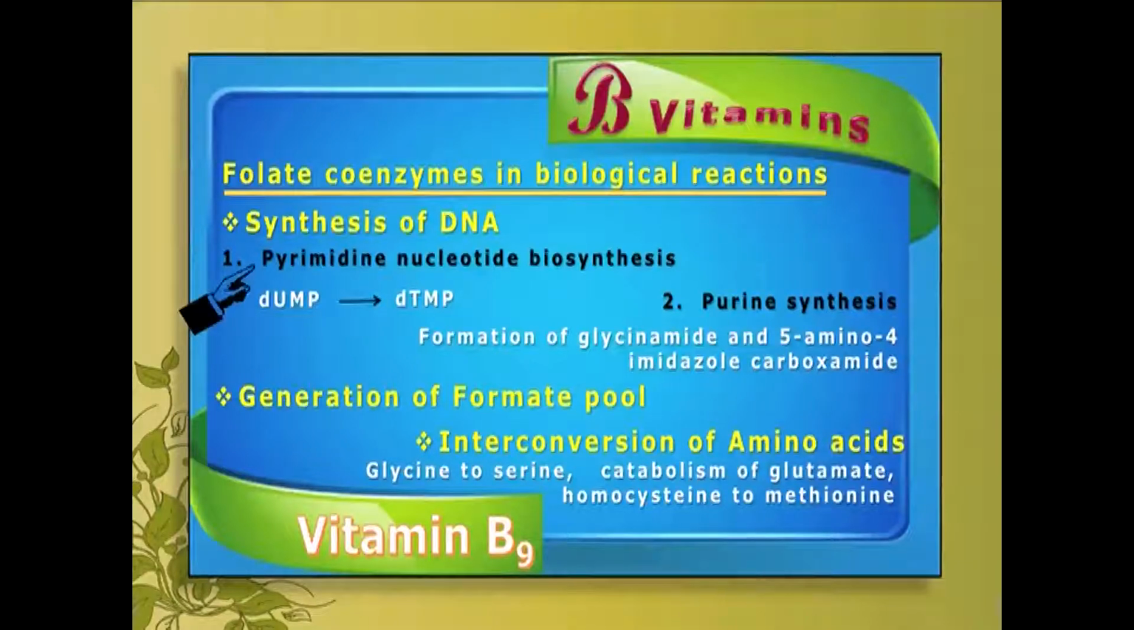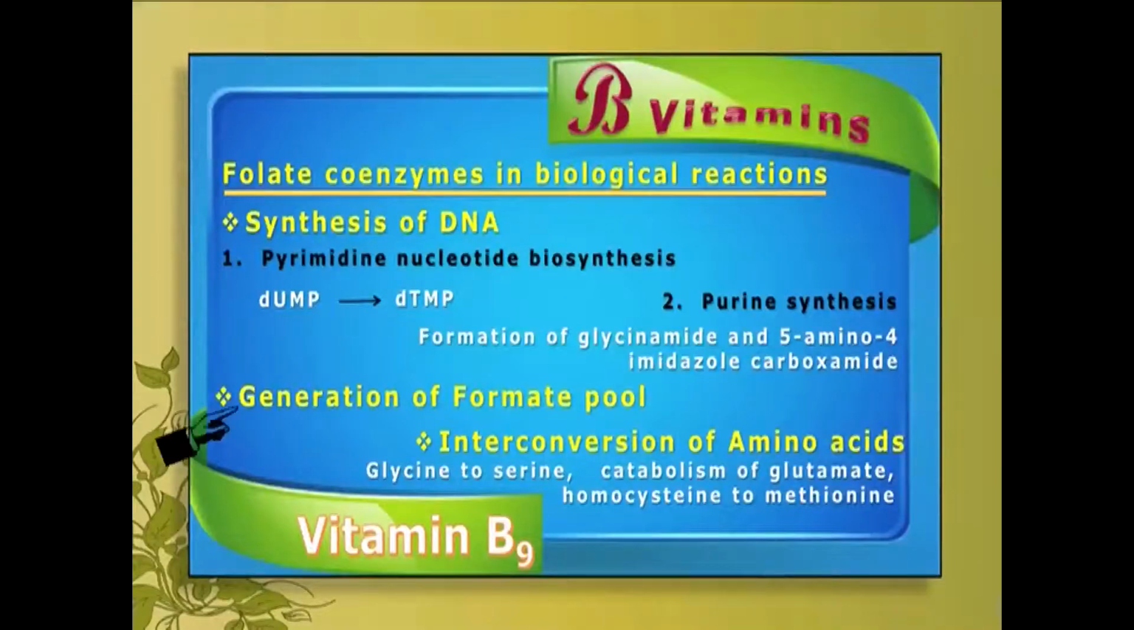We will see that a pyrimidine nucleotide like dTMP is formed from dUMP, and folate is an important cofactor in this reaction. In purine synthesis, formation of glycinamide and 5-amino-4-imidazole carboxamide requires folate. So this is how folate aids in DNA synthesis and repair. Folate is also very important to maintain the formate pool and utilization of formate in the body.